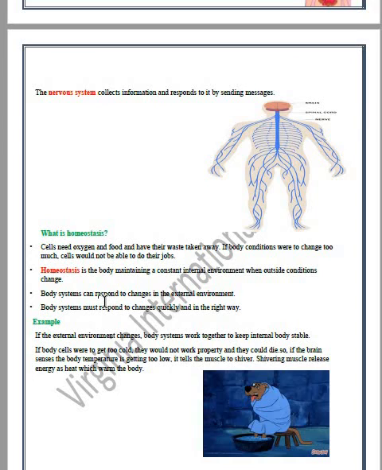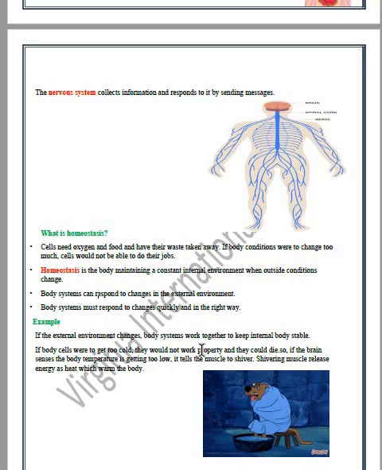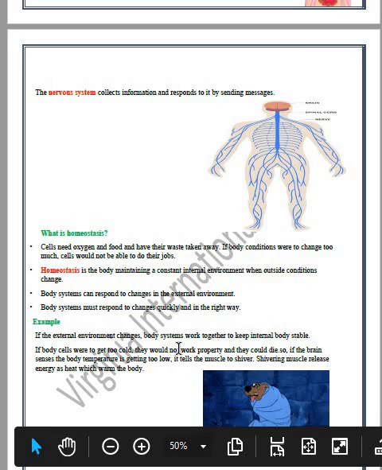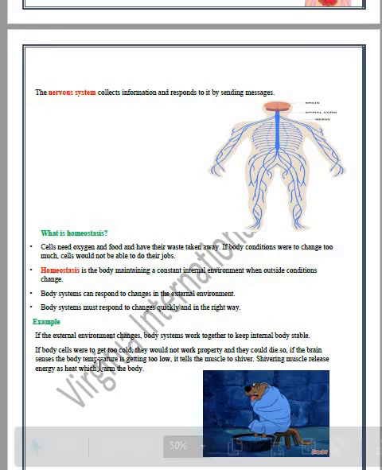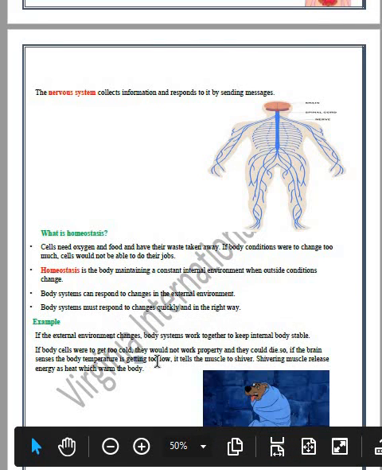What happens if the reverse happens? When we feel cold, low temperature, this is also an external environment change. If the body cells were too cold, like in the winter, they would also not work properly. So when the body temperature is below 37 or above 37, they will not work properly and do their function. The brain will sense this change in the body temperature, if it's getting too high or too low.